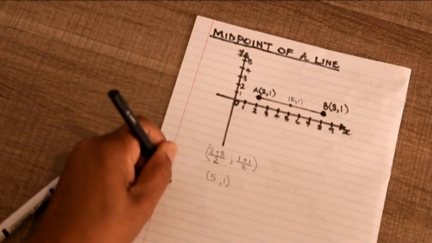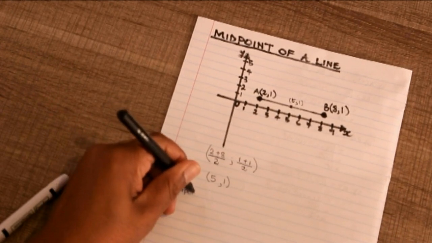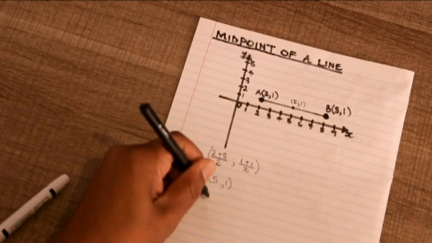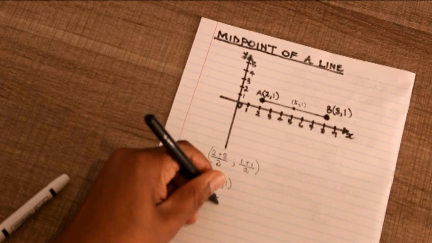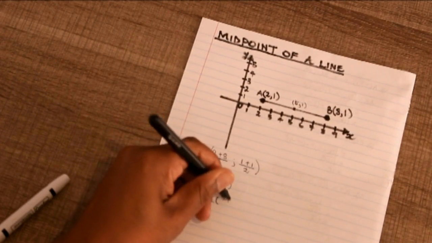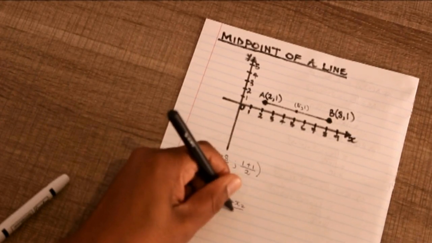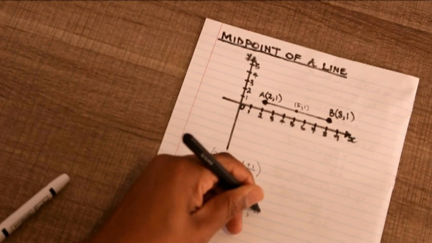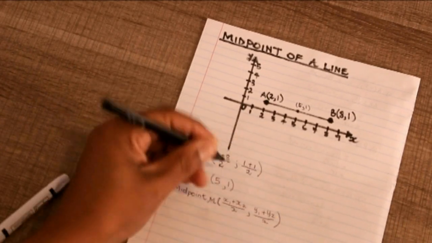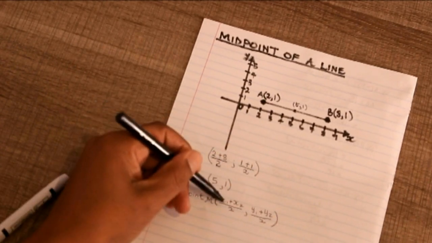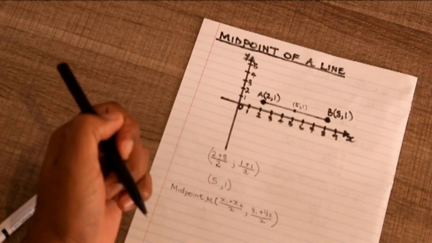Therefore, the coordinates of the midpoint M are (x1 plus x2) divided by 2, together with (y1 plus y2) divided by 2, which is what I've done here. Therefore the midpoint is x1 plus x2 divided by 2, and you also add y1 and y2 divided by 2.